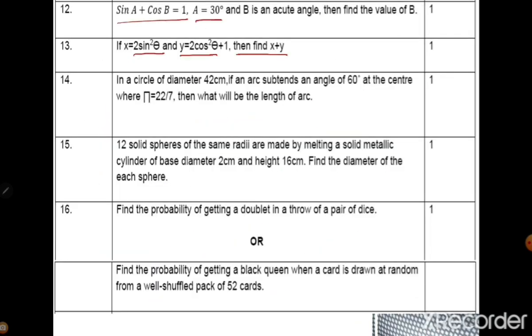Now we'll move to the next question, that is question number 15. What is question number 15? If 12 solid spheres of same radii are made by melting a solid metallic cylinder of base diameter 2 cm and height 16 cm, find the diameter of each sphere. Now, 12 solid spheres are made from the metallic cylinder. If we are melting one shape and after remolding we are making another shape, then both volumes will be equal. So only that criterion we are applying here.